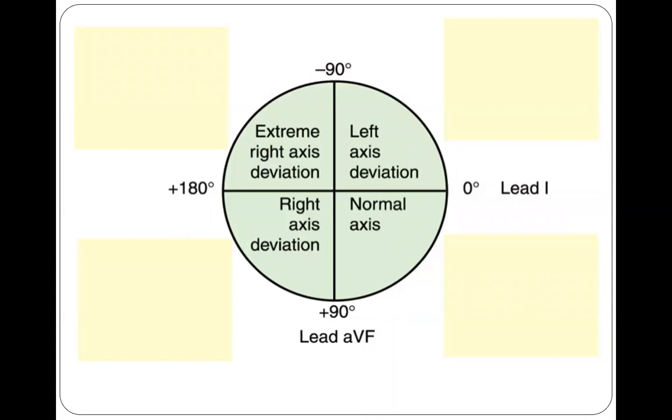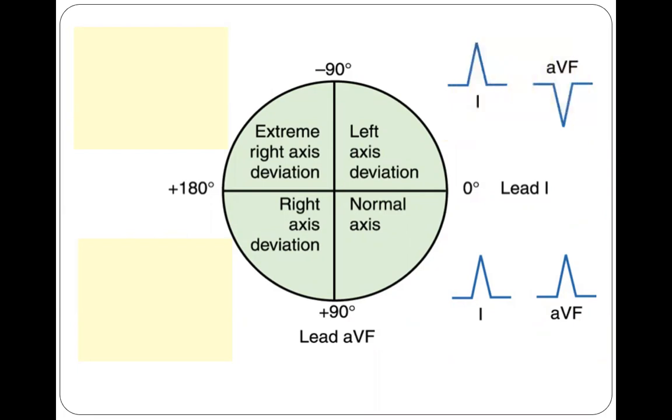So again, when we're looking at these different quadrants here, if we see that lead 1 is positive and AVF is positive, then we would be in the normal axis. If we have lead 1 is positive and AVF is negative, then we would be in the left quadrant, and we would say this person has a left axis deviation.